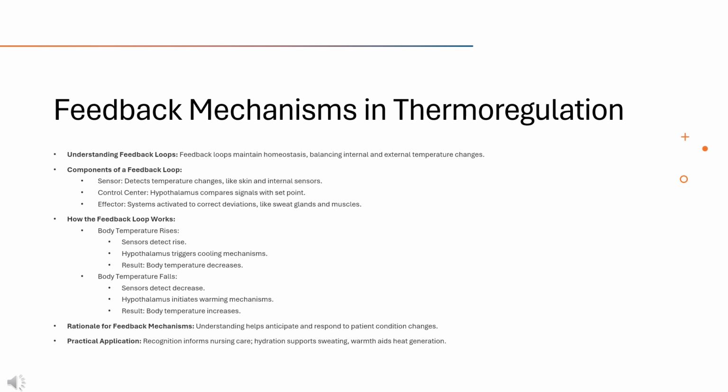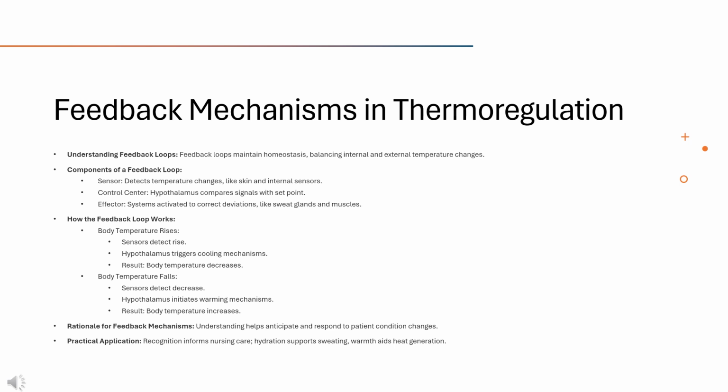Here's how it plays out. When body temperature rises, skin sensors pick up this increase and alert the hypothalamus, which in turn triggers mechanisms to cool the body down. This includes dilating blood vessels, vasodilation, to increase blood flow to the skin, and sweating, to cool the body through evaporation. When body temperature falls, internal sensors notice the drop, prompting the hypothalamus to kickstart warming mechanisms. Blood vessels constrict, that's vasoconstriction, to keep heat in, and shivering begins to generate more heat.